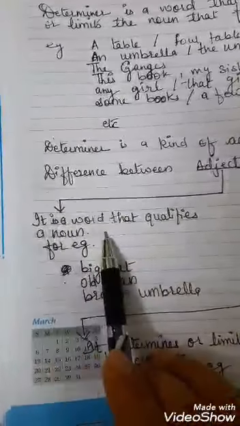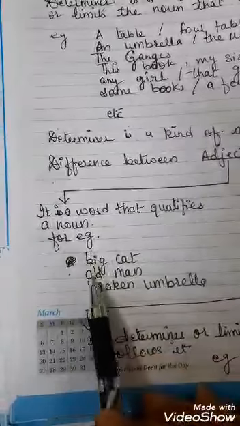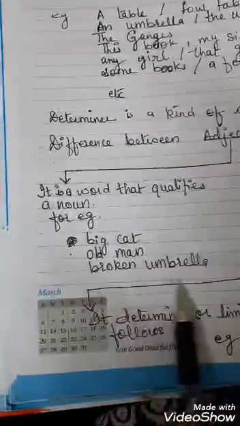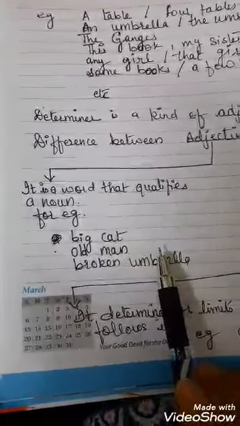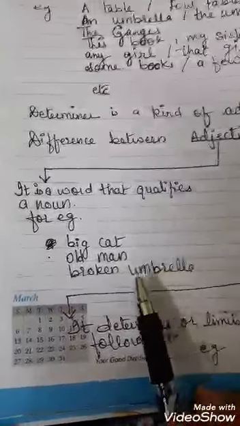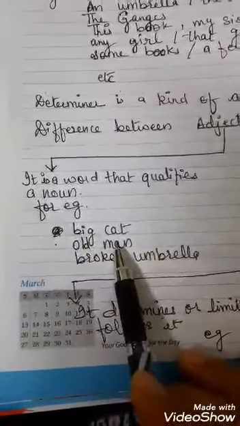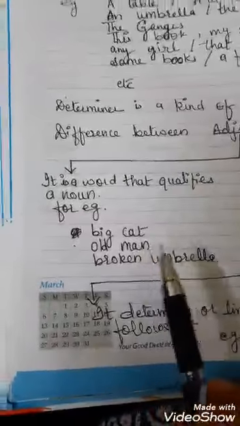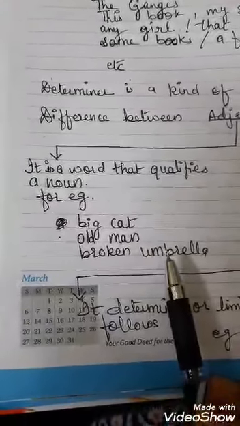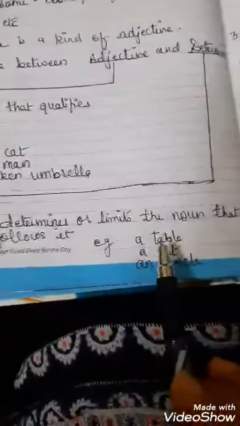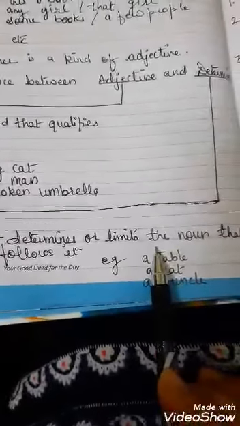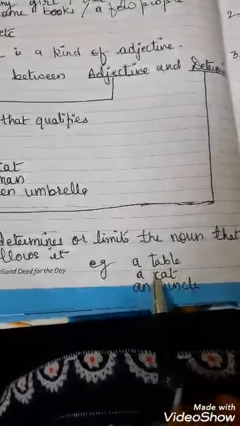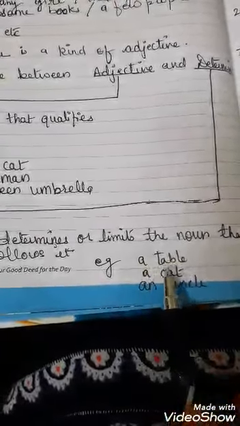An adjective is a word that qualifies a noun. For example, big cat, old man, broken umbrella, any noun, it just qualifies it. It tells you more about it. It describes it, gives more information, like information about the size, like here big cat, or color, age, or any other quality. While a determiner determines or limits the noun that follows it. It doesn't describe it. It is used to limit the application of a noun without describing it.